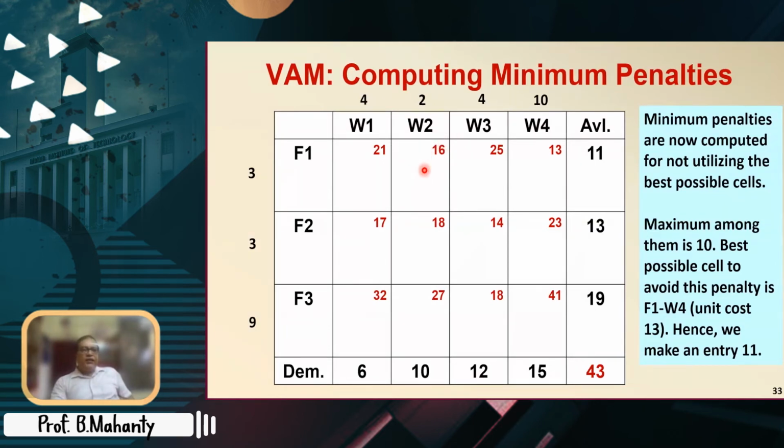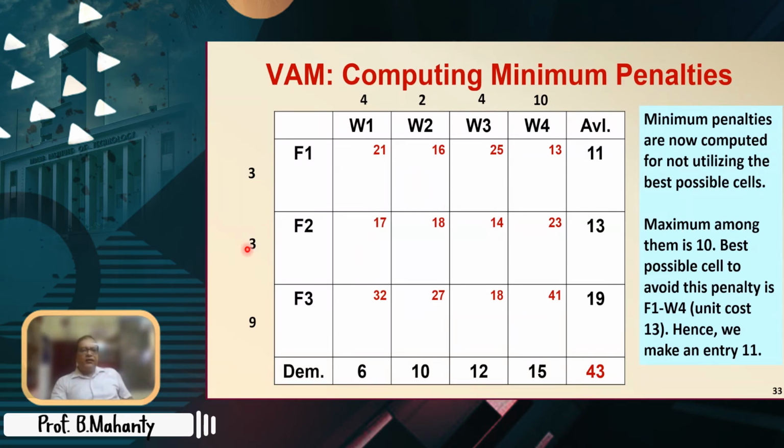So that means the minimum penalty for not utilizing the best possible square or best possible cell is going to be 16 minus 13, that is equal to 3. That means you will pay a penalty of 3 if you cannot make an entry at F1W4. Instead, you make an entry at F1W2.